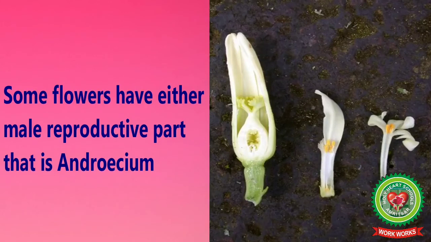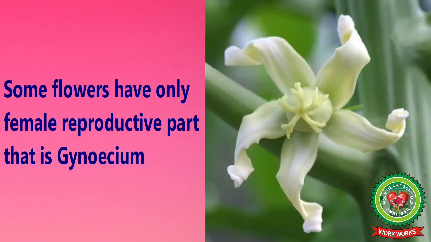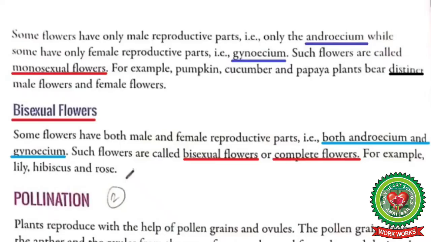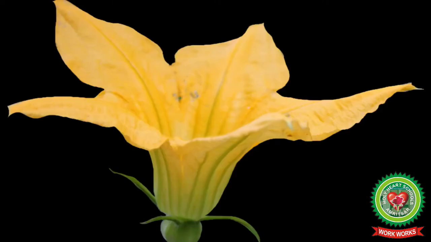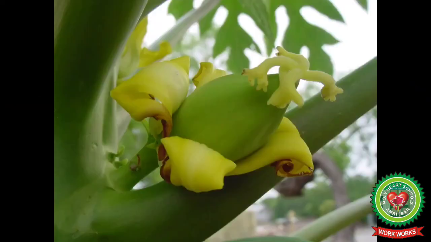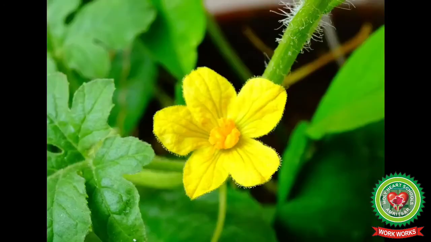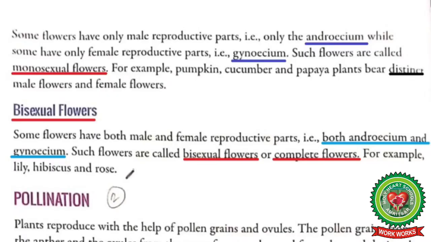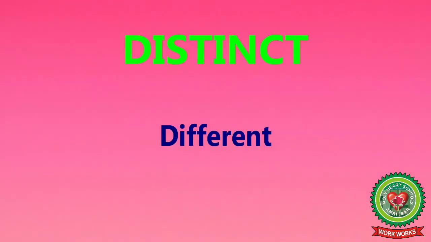Students, some flowers have only the male reproductive part, that is androecium, or some have only the female reproductive part, that is gynoecium. So these kinds of flowers are called monosexual flowers. Examples of monosexual flowers are pumpkin, cucumber, papaya, watermelon, etc. As they have distinct male and female flowers, students underline the word distinct and write down its meaning, different.